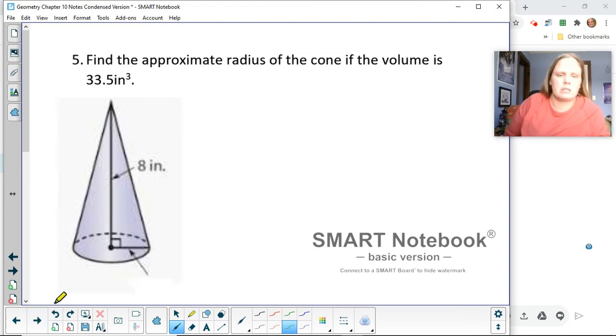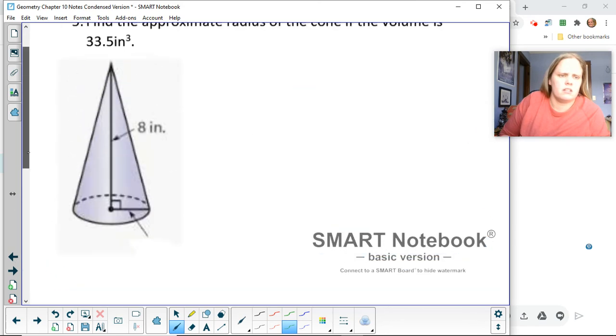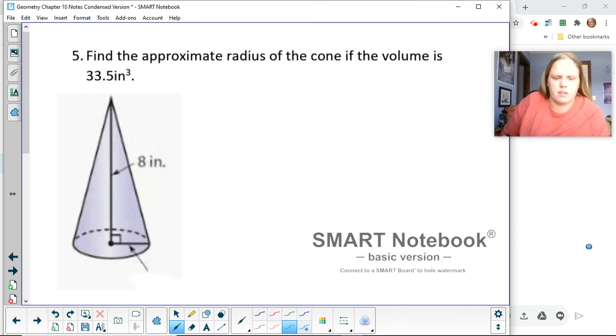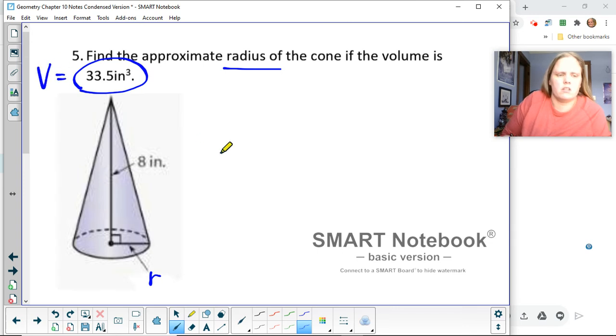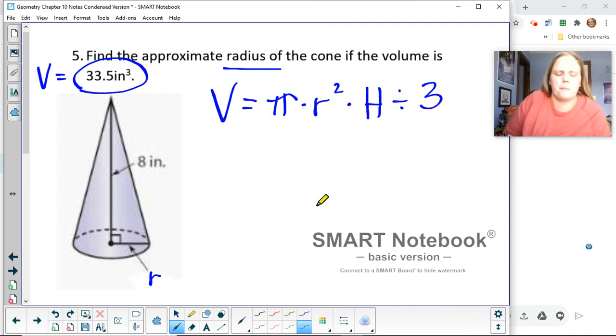Okay, find the approximate radius of the cone if the volume is, last problem. Awesome. All right, so we're looking for the radius, which is our missing r value. They give us the volume here. So volume of a cone formula is pi times radius squared times height divided by 3. In this case, volume is going to be plugged in as 33.5.